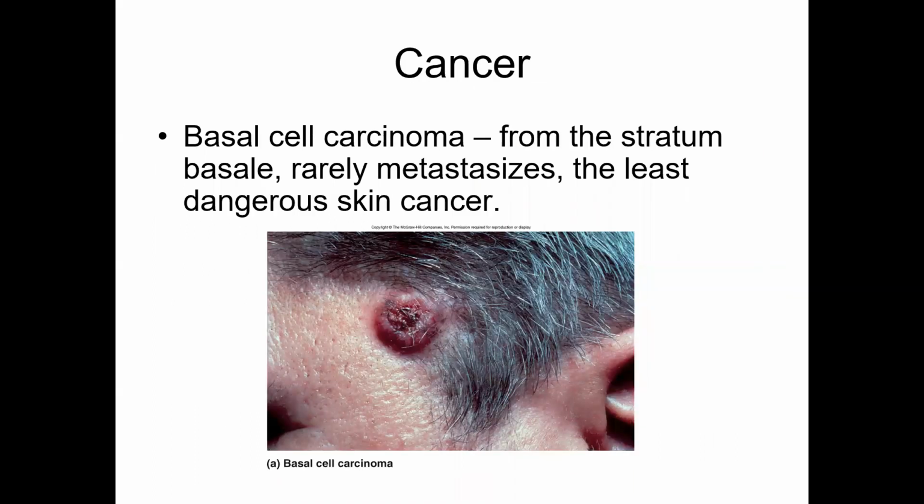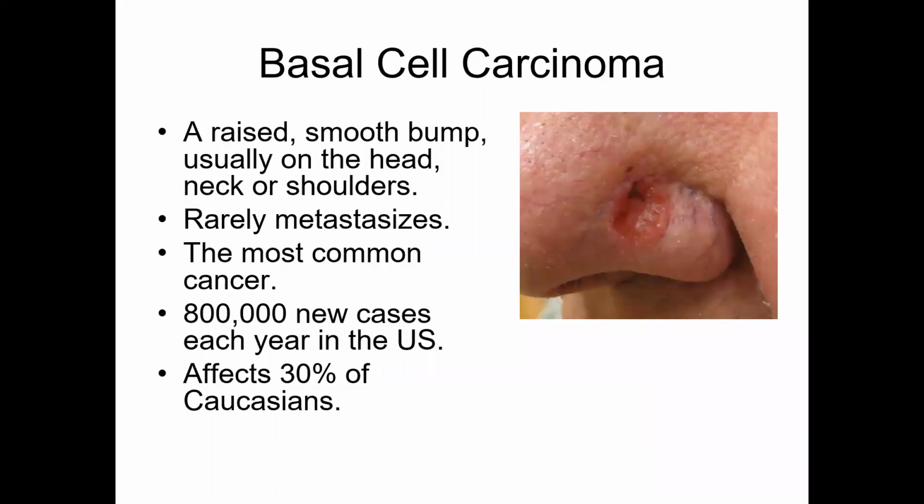Skin cancer is often one of the things we concern ourselves with, and there are different forms of skin cancer. Here's the basal cell carcinoma. This is the most common form of skin cancer and the least dangerous. It doesn't often metastasize, although it can. The basal cell carcinoma usually presents as a smooth raised bump on the head, neck, or shoulders, places that are exposed to the sun. They estimate around 800,000 cases every year in the United States. Around 30% of Caucasians will have a basal cell carcinoma at some point. How that's treated just depends on where it is. Usually it's removing that, and you should be fine.